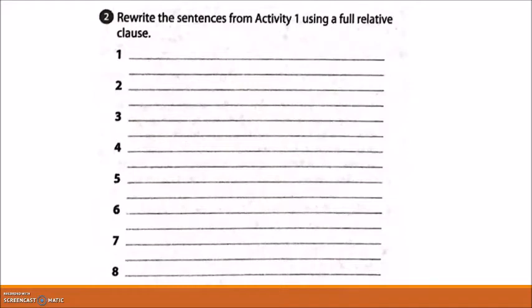For exercise 2, guys, it will be rewrite the sentences from activity 1 using a full relative clause. For example, for number 1 would be countries that or which, both of them are correct. You can put both if you want, but which is just with one is enough. So it would be countries that or which have been affected by disasters often need international aid.